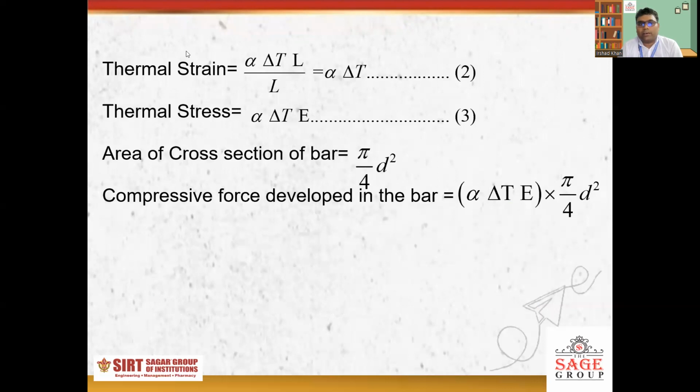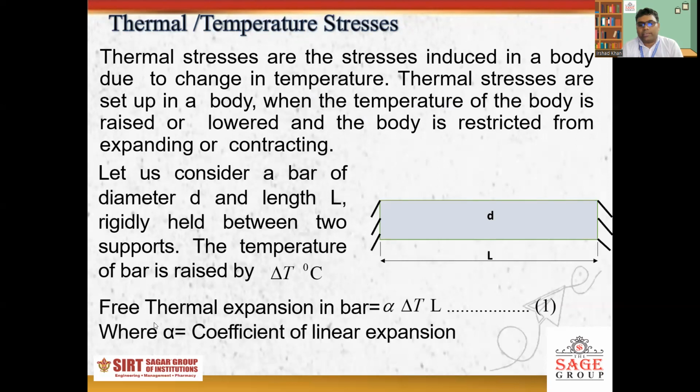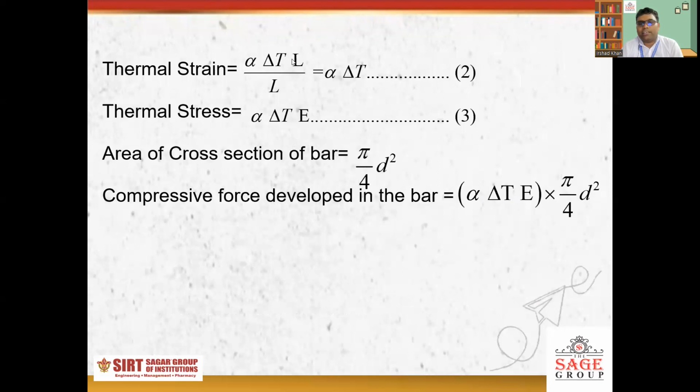Now let's calculate the thermal strain. As we know, strain is the change in length upon the original length of the body. The change in length is equal to the expansion, alpha delta T L, upon the original length L. L cancels out, so it becomes alpha delta T. By this relation we can calculate the thermal strain, and if we multiply it by the Young's modulus of the material, we get the thermal stress.